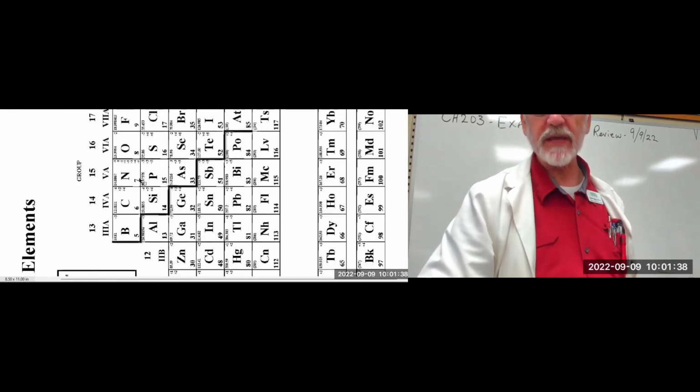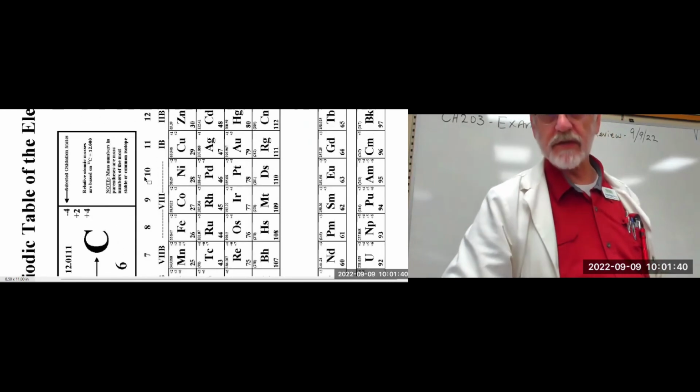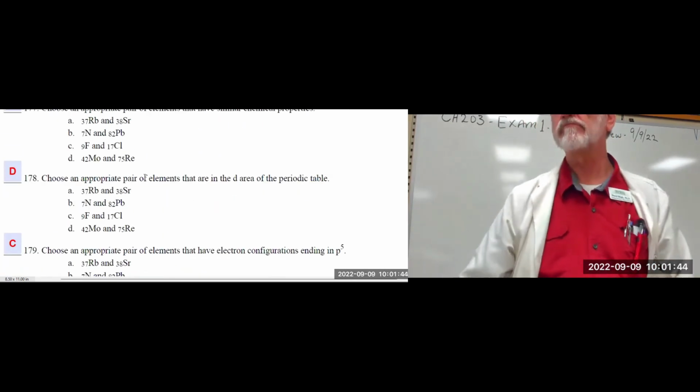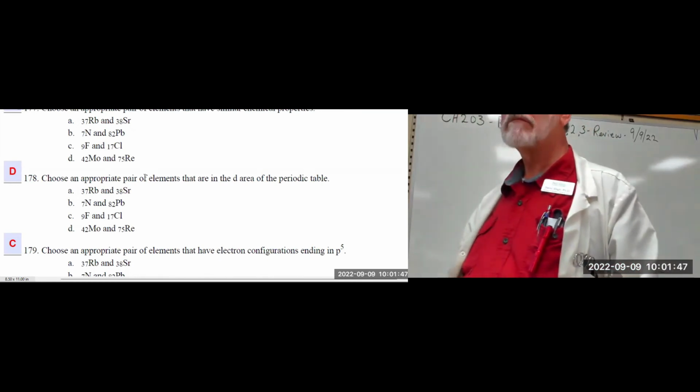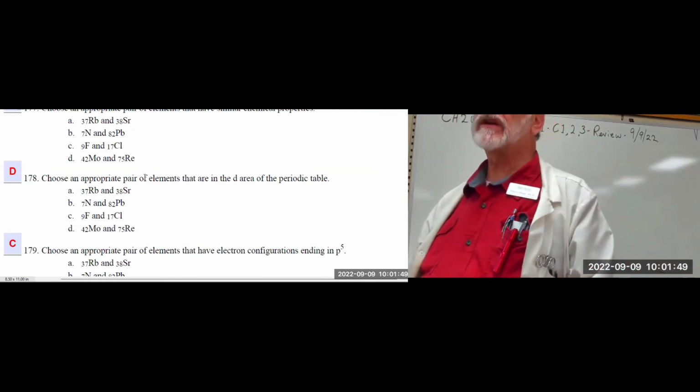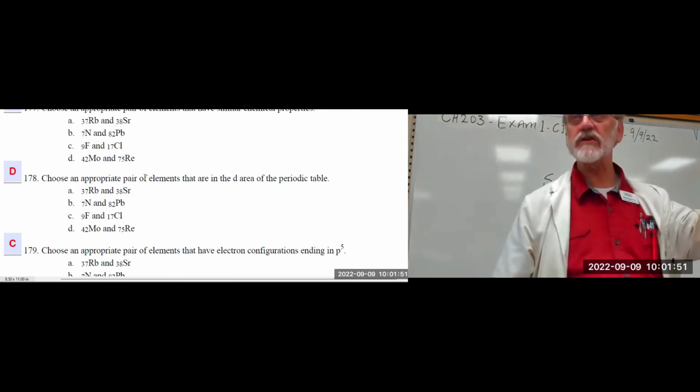Okay, we're down into the periodic table. We've also got, well, that's it, periodic table. You just need to know how to use it and find information like we've been doing.